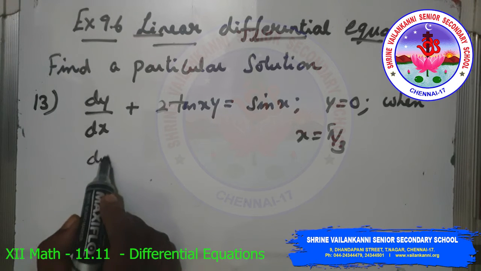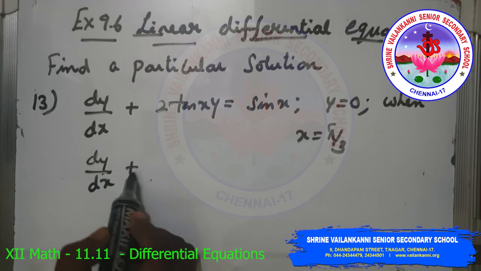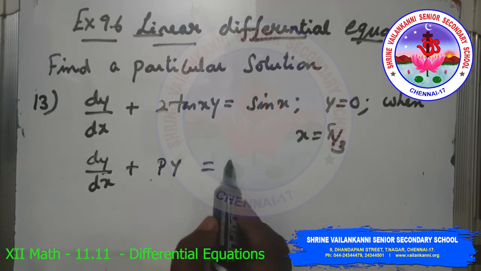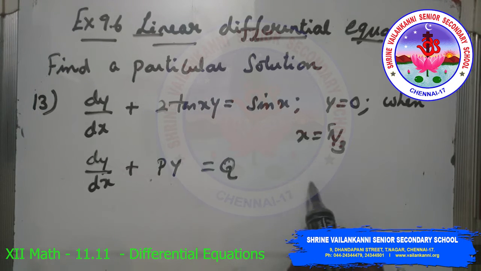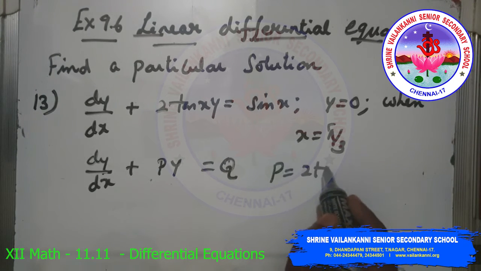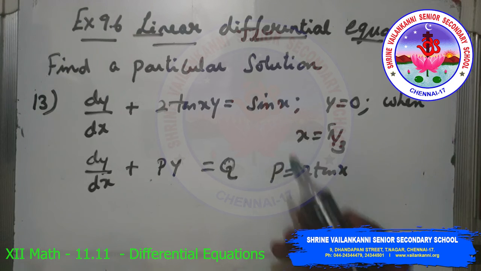The first step: dy/dx + P y = Q. P is the coefficient of y, so P is 2 tan x, and Q is sin x.